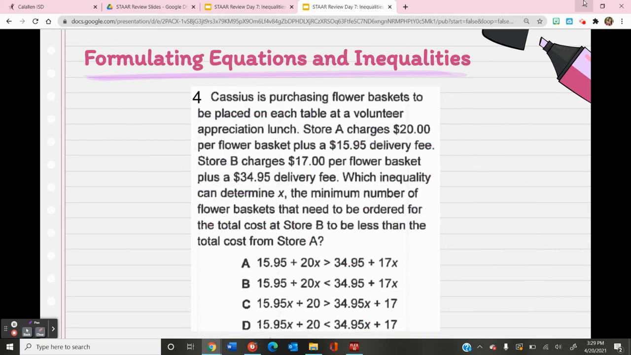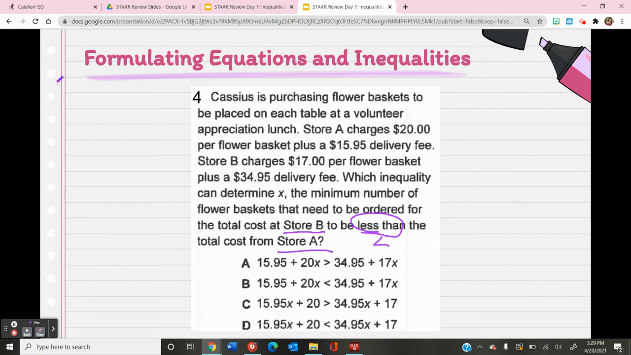So number 4 says Cassius is purchasing flower baskets to be placed on each table at a volunteer appreciation lunch. Store A charges $20 per flower basket plus a $15.95 delivery fee. Store B charges $17 per flower basket plus a $34.95 delivery fee. Which inequality can determine X, the minimum number of flower baskets that need to be ordered for the total cost at store B to be less than the total cost from store A?